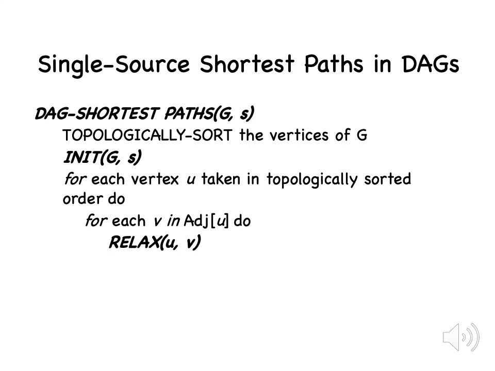So initialize G comma S, then for each vertex U taken in the topologically sorted order, you will have to consider the adjacency list. The adjacency list gives you the connected edges from each vertex. Relaxation has to be done and you get the answer.